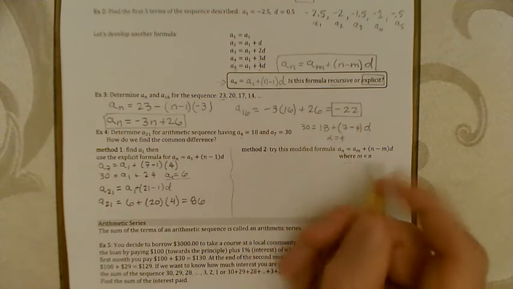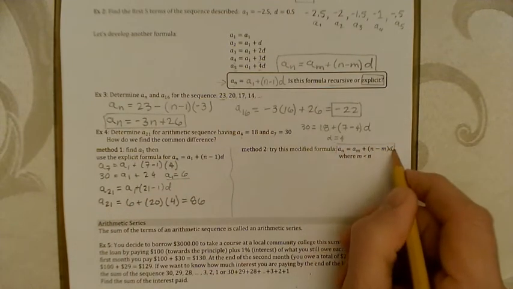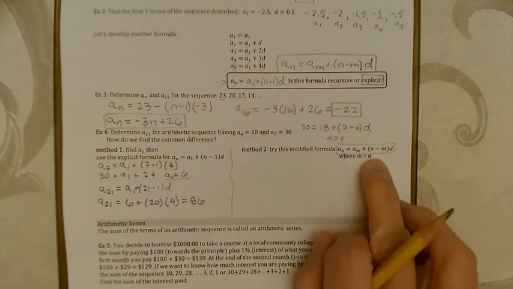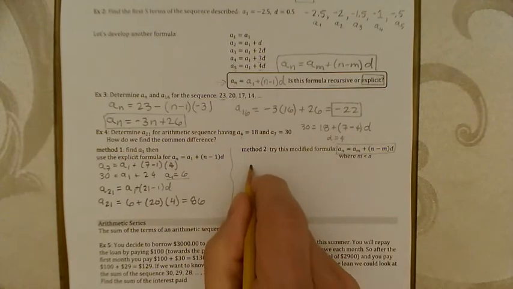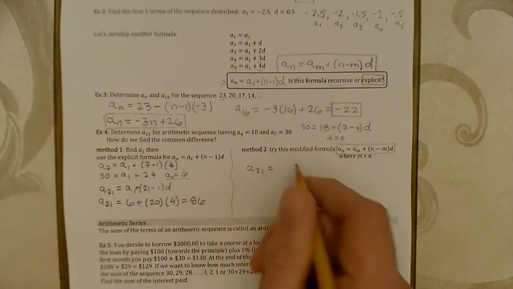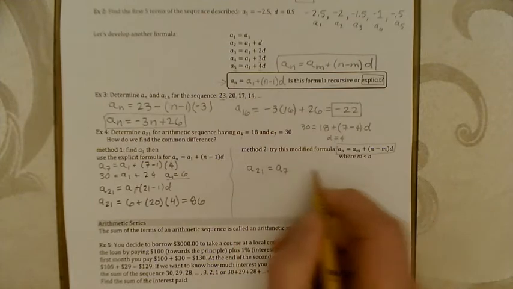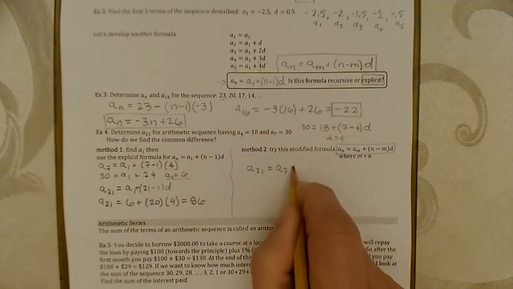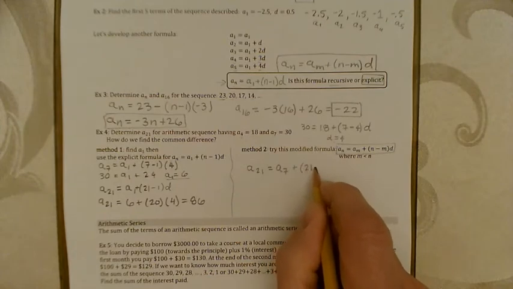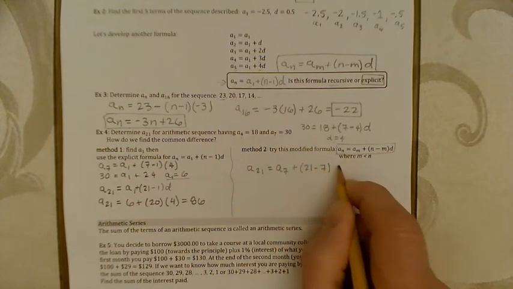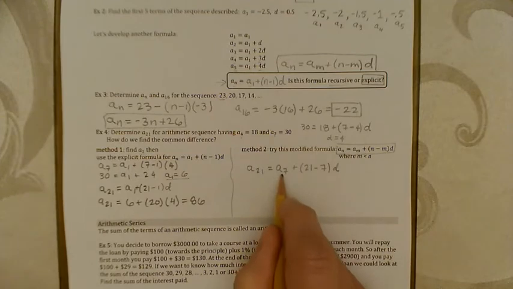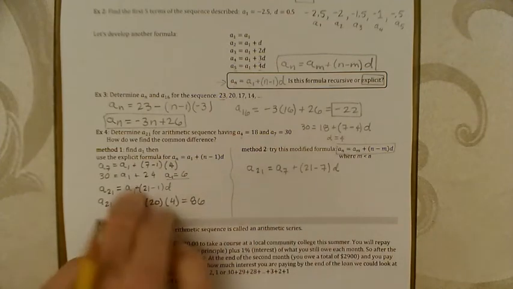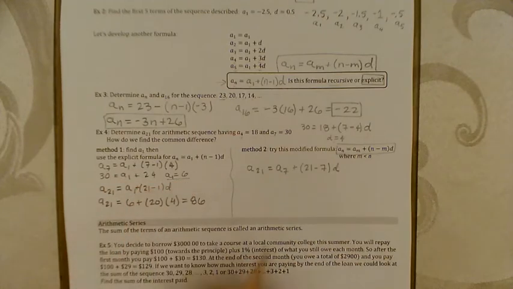However, I find it better to use the formula that I gave you up above, this other version or modified formula, where again a sub n is just some earlier term. So a sub 21 is equal to, let's say a sub 7 plus, and then we'll do 21 minus 7 times d. So we'll use this formula, because it keeps us from having to actually go back and do this extra part over here where we had to find the very first term.